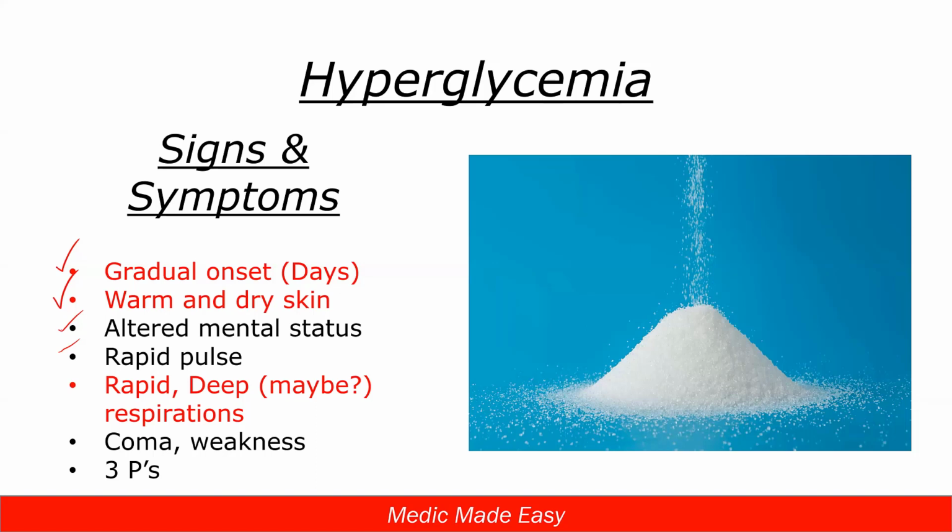Same thing, comatose, weakness are some other altered mental status changes that you may see. Again, one that can show up whether your blood sugar is low or high. So more specifically, low blood sugar: rapid onset, cool and clammy skin. High blood sugar: gradual onset, and warm and dry skin. And then maybe some shallow breathing for low and deep breathing for high.